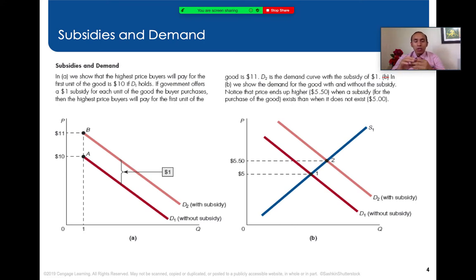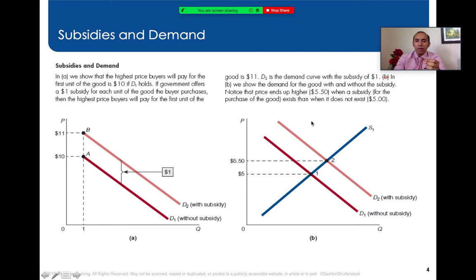Sometimes the price of the good increases by the full dollar, which it has in this case, and in other cases it increases slightly, a little bit more, but not so much with a full dollar, because sometimes the government provides a subsidy and it increases the demand for the product, but the price stays somewhere in between.